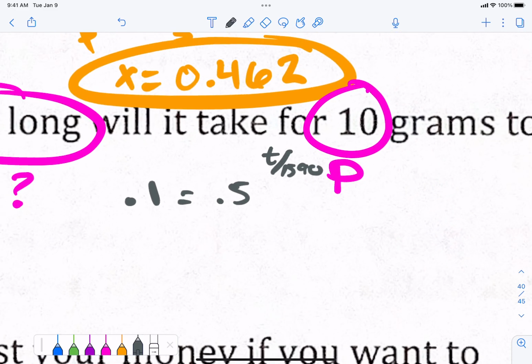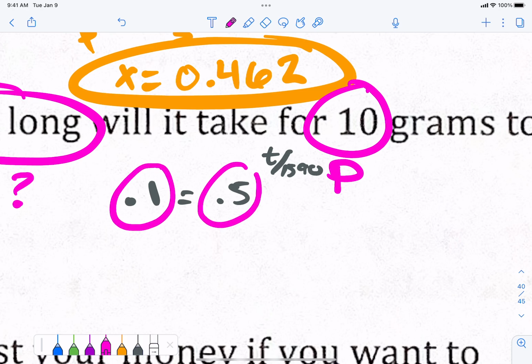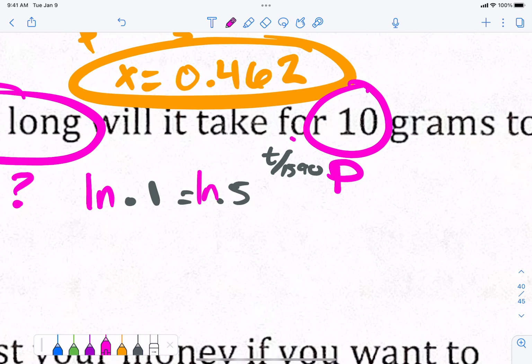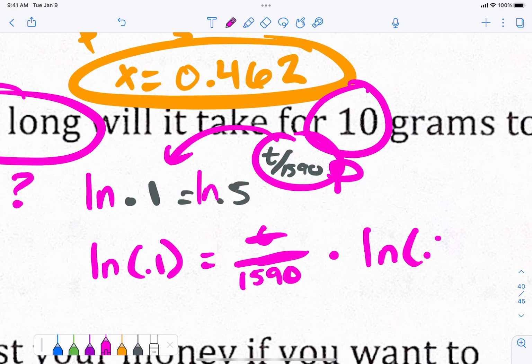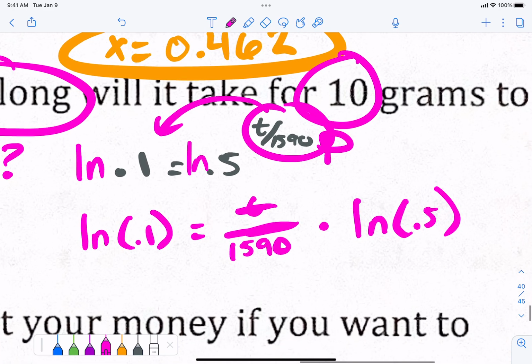Okay, then I'm trying to solve for T, which is in the exponent, which is hard to do. I have to try to get these to be the same number, but they're decimals, so they're really ugly. So what do you do instead? ln on both sides, right? ln on both sides, and then I can take this guy down in front. So I have ln of 0.1 equals T over 1590 times ln of 0.5. I'm using parentheses around the 0.1 and 0.5 because we got a lot of decimal things going on.